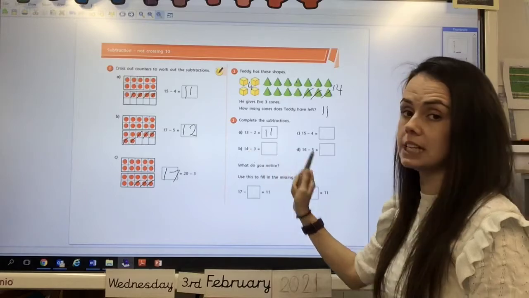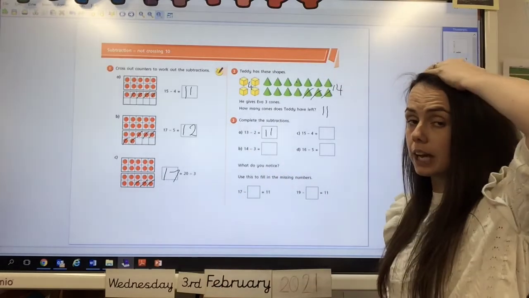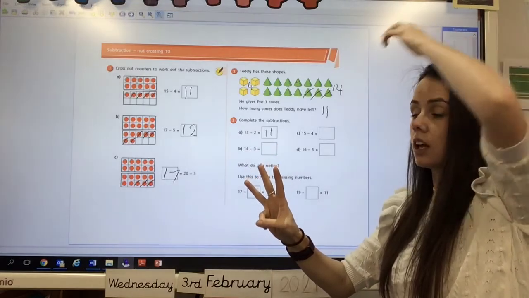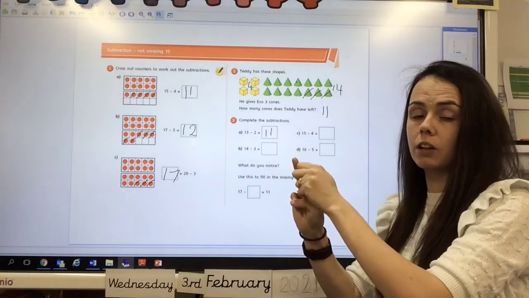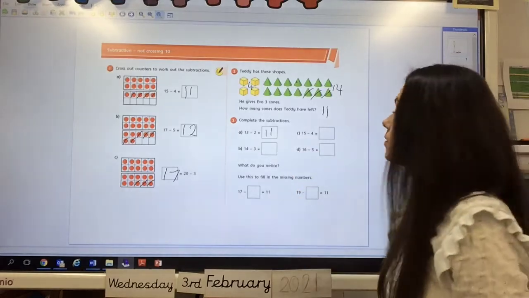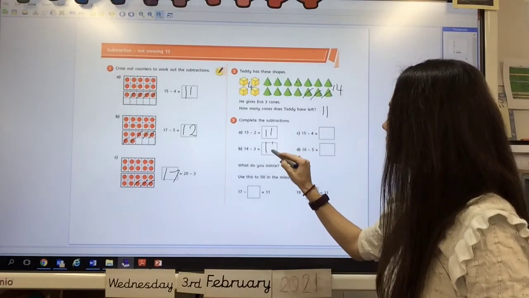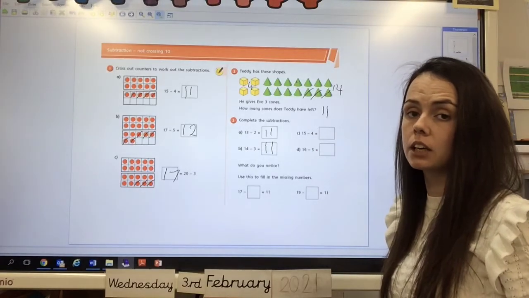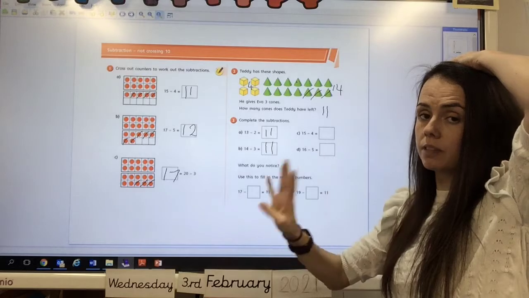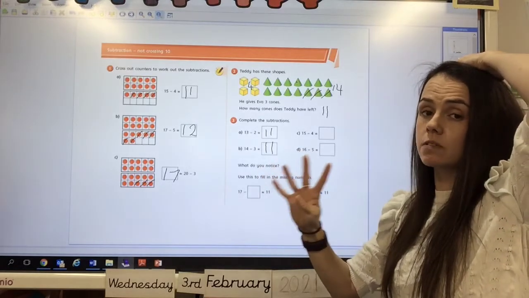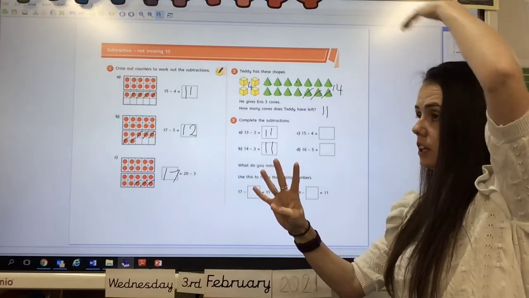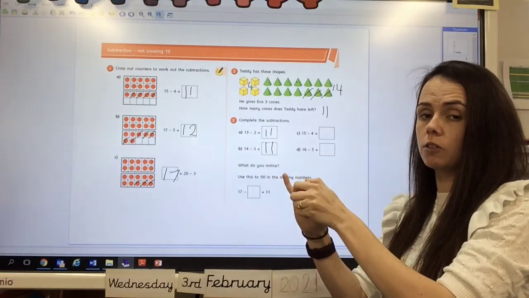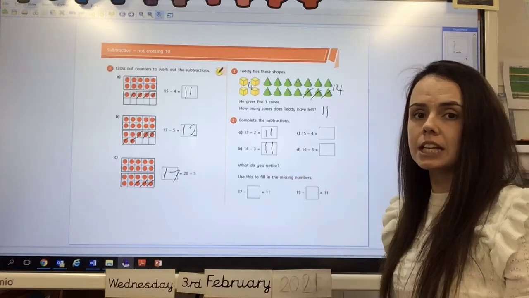Now let's do 14 take away 3. So I'm putting 14 in my head, holding up 3 fingers to take away. 14, 13, 12, 11. Oh, 11 again. 15 take away 4. What number's going in my head? 15. How many fingers am I holding up? 4. And I'm taking these 4 away. 15, 14, 13, 12, 11. It's 11 again.